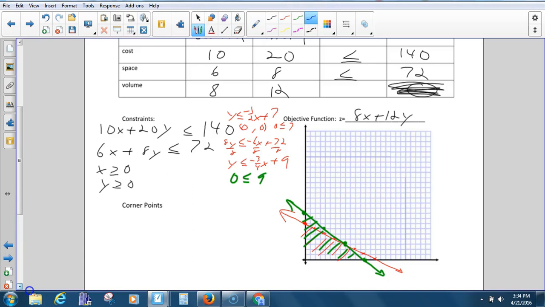So now, my corner points, once again, I like to start at 0, 0. There's my 0, 0. And I'm going to go until I hit a point, which looks like 1, 2, 3, 4, 5, 6, 7, 8, 9, 10, 11, 12. Again, 12, 0.